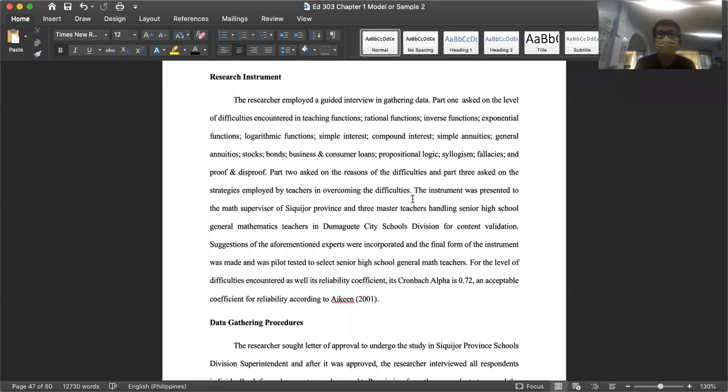The instrument was presented to the math supervisor of Siquijor province and 3 master teachers handling senior high school general math teachers in Dumaguete City Schools Division for Content Validation. Suggestions of the aforementioned experts were incorporated and the final form of the instrument was made and was pilot tested to select senior high school general math teachers. Have you read that one and have you seen that one in your file? Yes, sir.